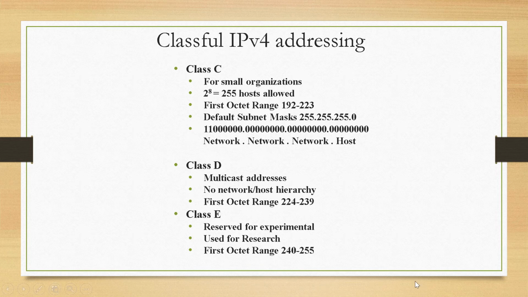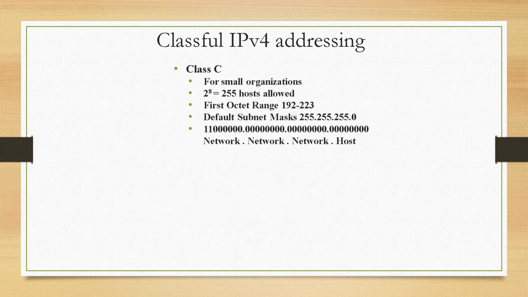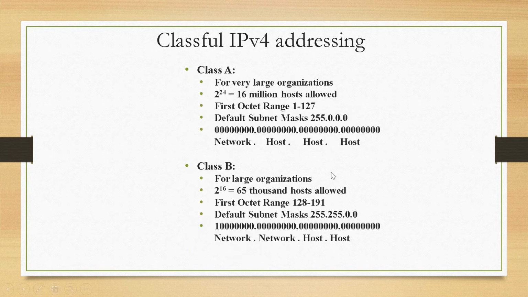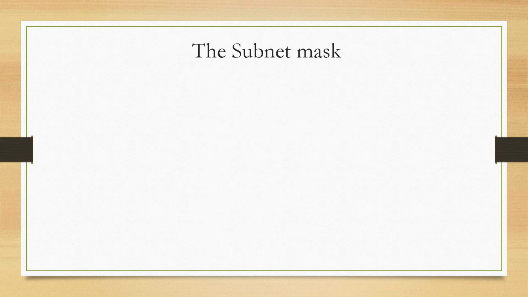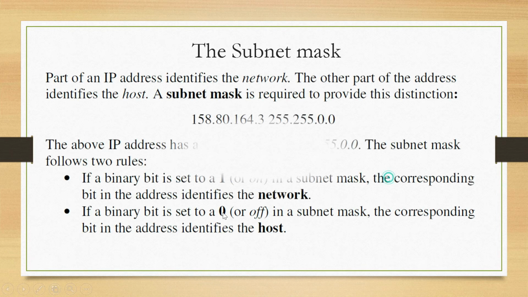That means these first octet range numbers will allow you to identify the class where that address belongs. Okay, remember again, the first octet range numbers in your IP address will let you identify which class that IP address belongs to. Now, subnet mask.